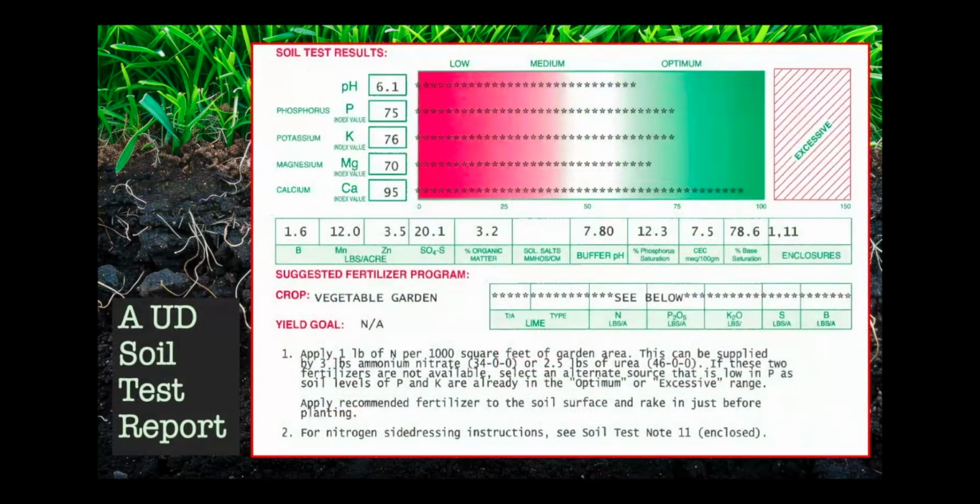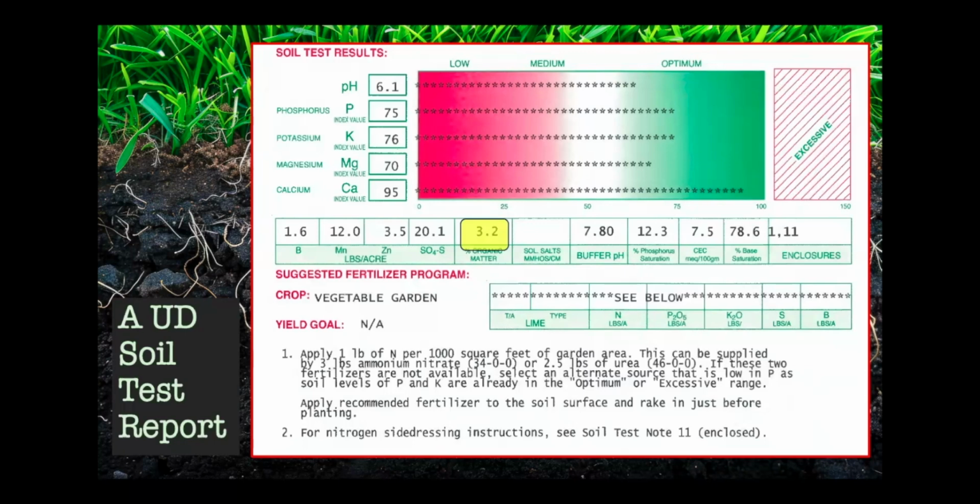Okay, so back to the soil test report. The organic matter. It's really important to have organic matter in your soil. If you have no organic matter, your soil is basically dead and useless. I mean, it's like all minerals. So the organic matter is very important. As you can see on this particular soil test, it's 3.2.